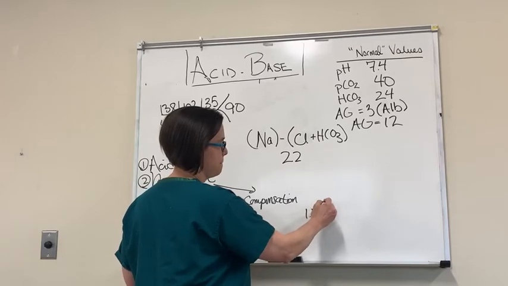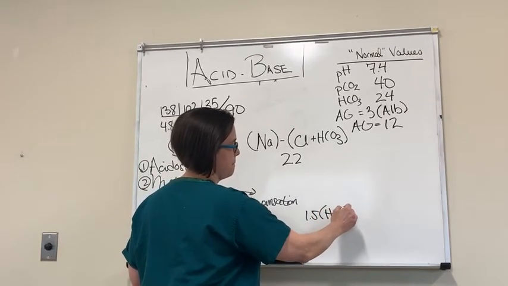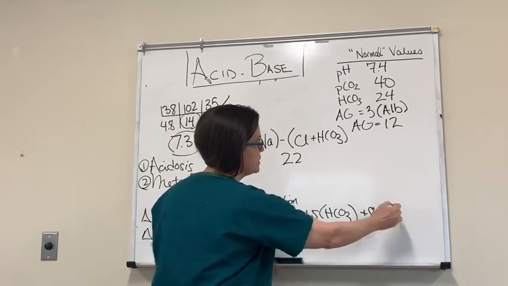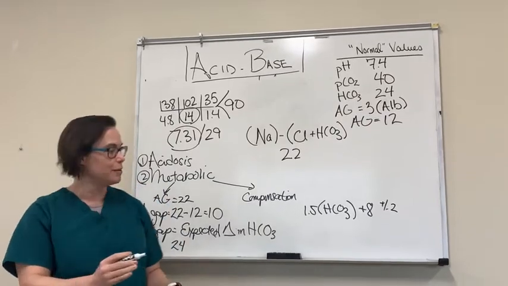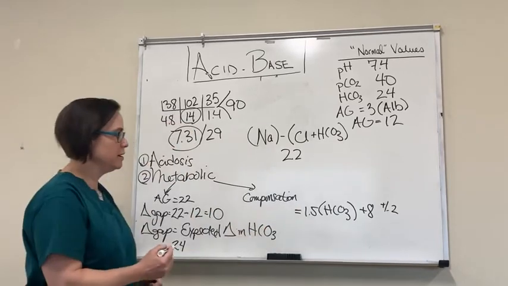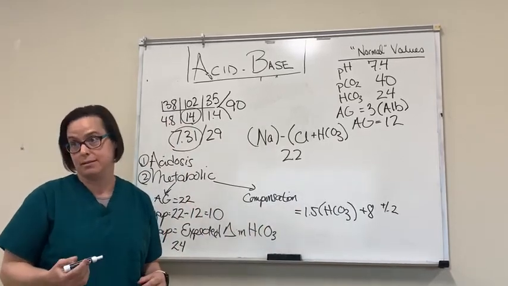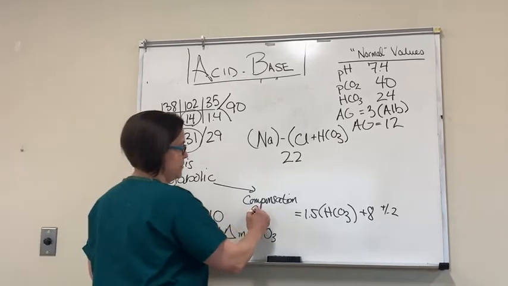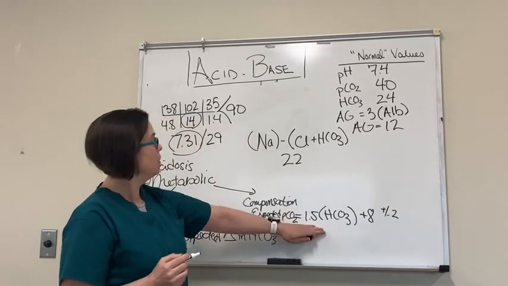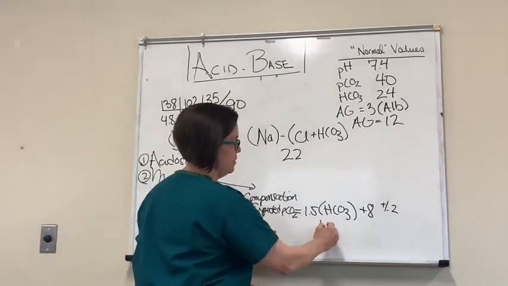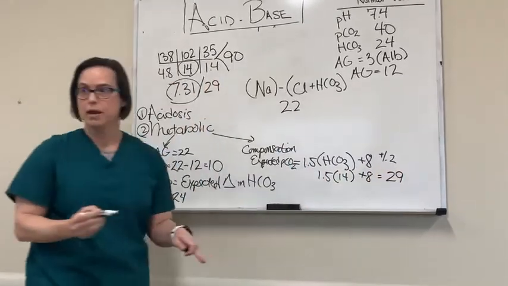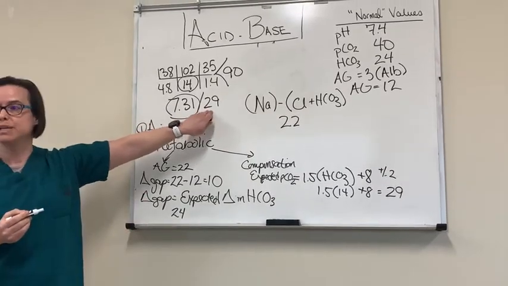What's Winter's formula? 1.5 times the bicarb plus 8. Okay, perfect. And then we think sort of plus or minus 2, but like I said, I'm sort of rigid. I like to pick one normal number and go with it. So what does this equal? This Winter's formula, you said 29. Well, what does it represent? Oh, what your PCO2 should be. Yeah, so your expected PCO2. And if we do that, 1.5 times 14 plus 8 is 29. Right? And our actual PCO2 is 29.